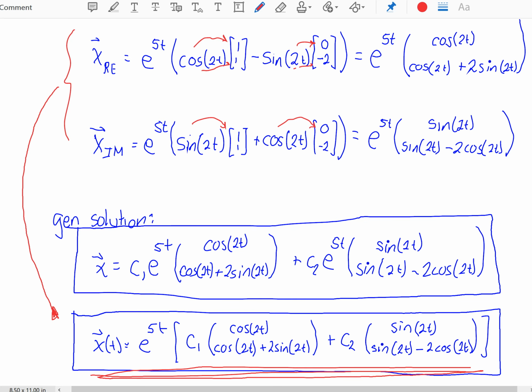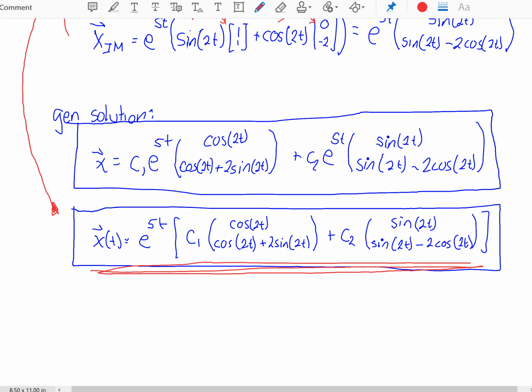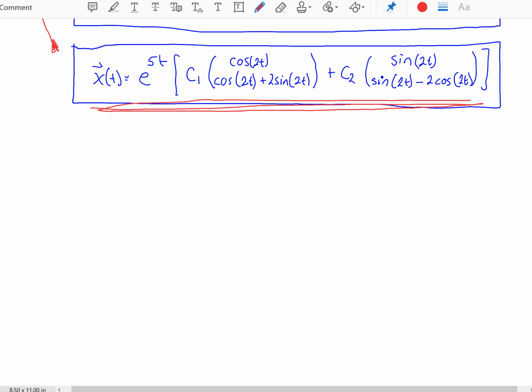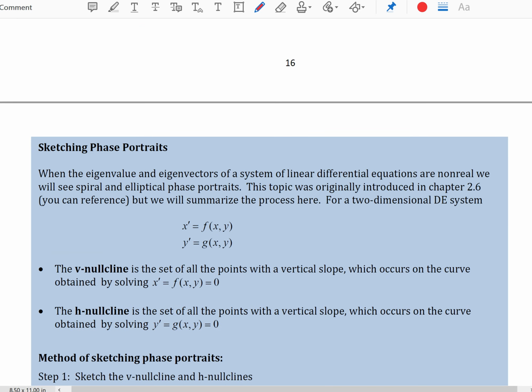Now, the second question that we want to consider with this example is, what does our phase portrait look like? How do we graph solutions to this in the phase plane? Now, to help us with that, we need to look at a little bit more theory. So let's jump to the sketching phase portraits notes.